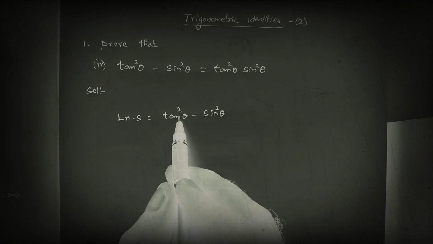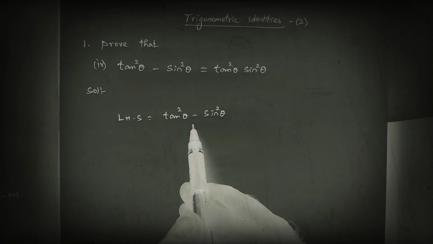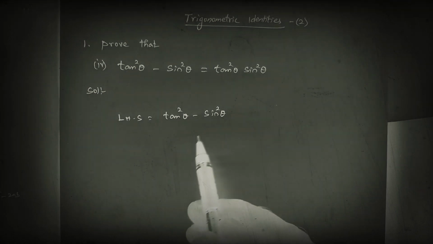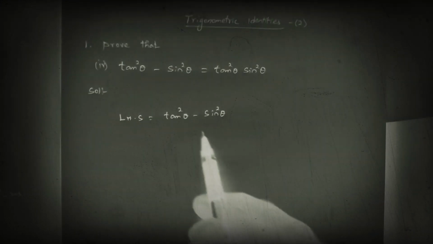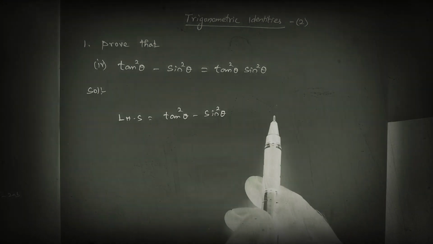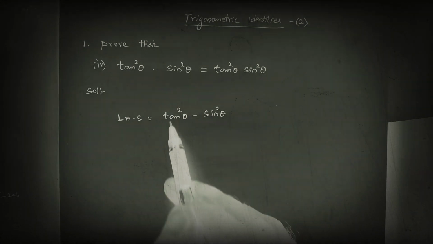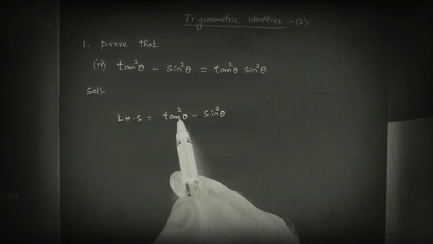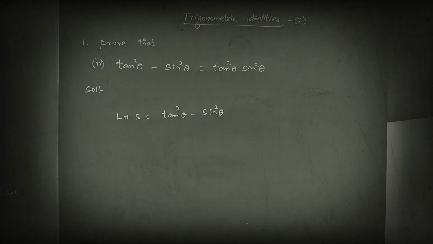So see tan square theta minus sin square theta, how can we simplify? Suppose it is in the form of a denominator, then we can go with the rationalize the denominator method. Suppose it is in the form of a fraction, we can go with cross multiplication. Here nothing is there, but we can write tan theta in terms of a fraction. Tan is nothing but sin theta divided by cos theta.